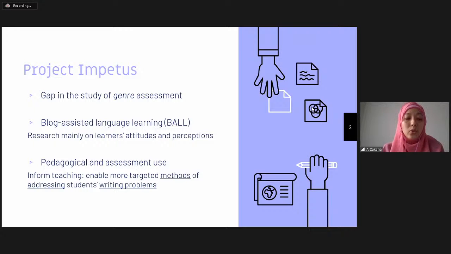But particularly for blog-assisted language learning. Previous research has mainly focused on learners' attitudes and perceptions, but not the assessment of such language learning. We also wanted to look at how blog writing works on its own terms, rather than using a different yardstick that's usually used to assess writing. Our aim was to inform our own teaching and to enable more targeted methods of addressing problems students face.